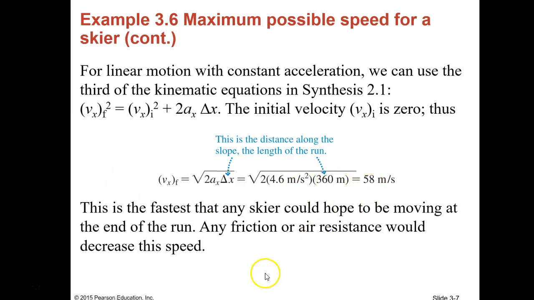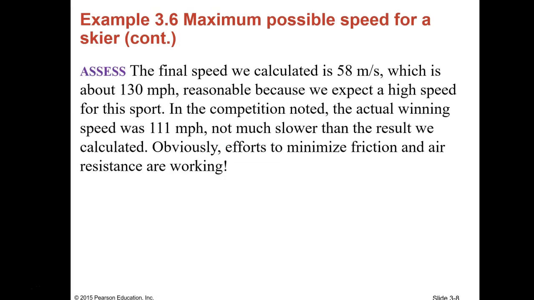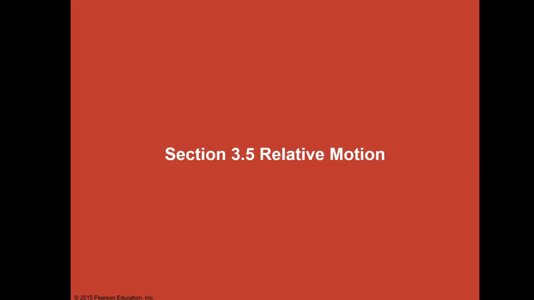Now, obviously, like it says here, friction and air resistance are going to decrease it. So if you know an angle and you know the length of a ramp that something's going down, you can very easily figure out how fast it could possibly go down that ramp, all by using the kinematics equations. So that's about 130 miles an hour. The reality is it only got to 111, but that's due to friction and air resistance. That's the end of 3.4.